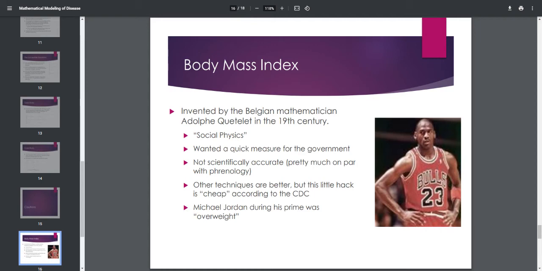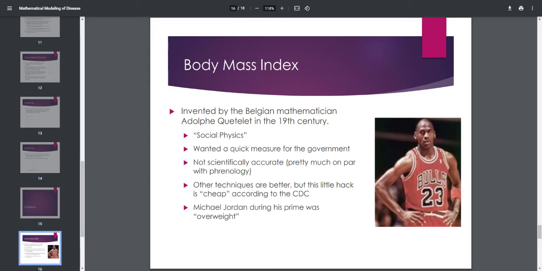Now, he wanted a quick measurement for the government to look at the overall population. And his method for coming up with this was not scientifically accurate and pretty much on par with an area known as phrenology. I'll let you look that one up and why it's a pseudoscience. Other techniques are much better, but this little hack happens to be cheap and happens to characterize the overall population. Problem is that it doesn't do well with individuals.